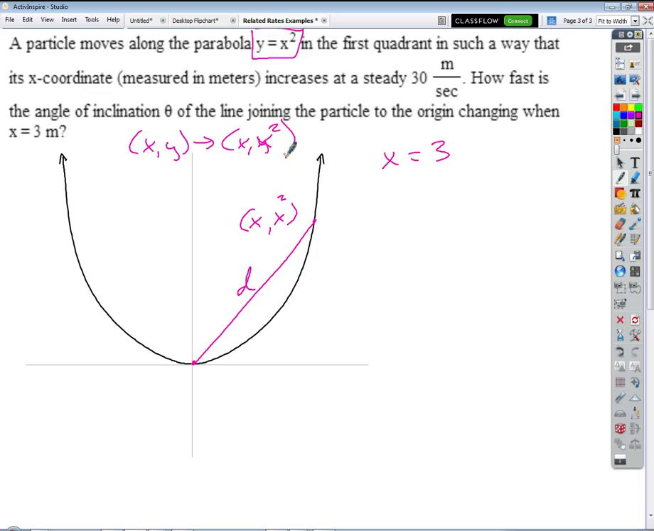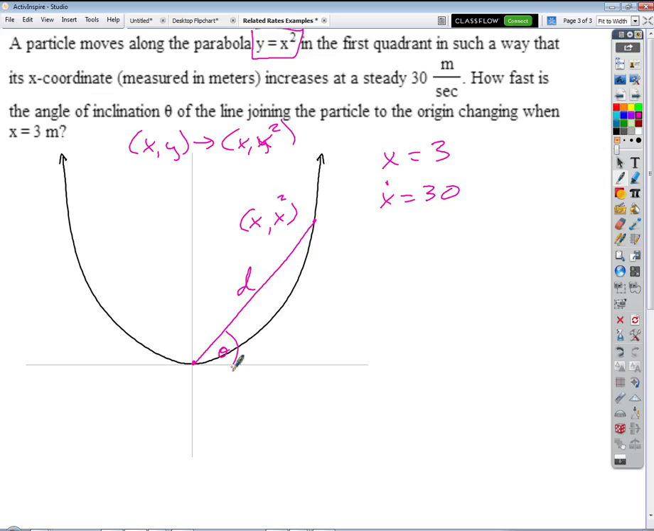But what are some other numbers? The numbers in the problem are telling us snapshot values. They're telling us that the x coordinate increases at a steady 30 meters per second. So, in other words, x dot equals 30. Good, now what are we trying to find? We're trying to find the angle of inclination of the line joining the particle to the origin. Well, here's the line. So that's our theta then.